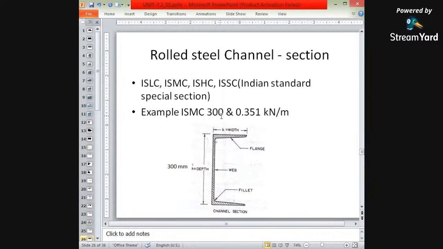Again, these two things we have already seen in I sections. The 300 stands for the depth, and the 0.351 kilonewton per meter stands for the unit weight per meter length. This is the width of the top flange and the width of the bottom flange. This is the thickness of the web, the vertical height, and this curved part is called the fillet. In order to avoid fracture or cracks and to decrease the stresses, this fillet curve is used. Here also the fillet is used. So in this way, ISMC 300.